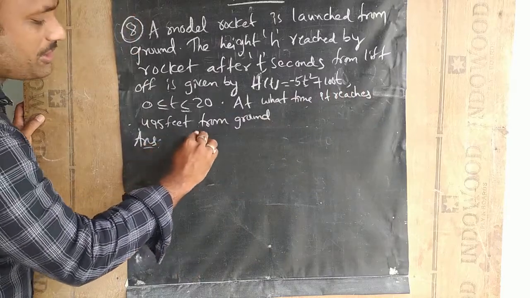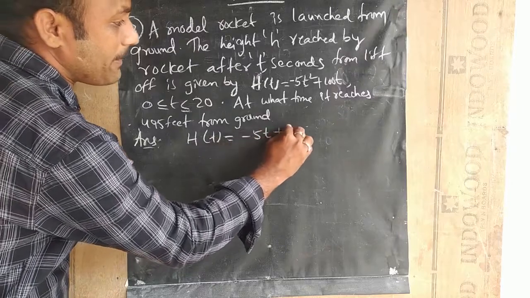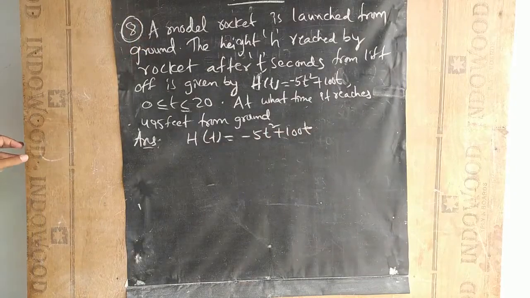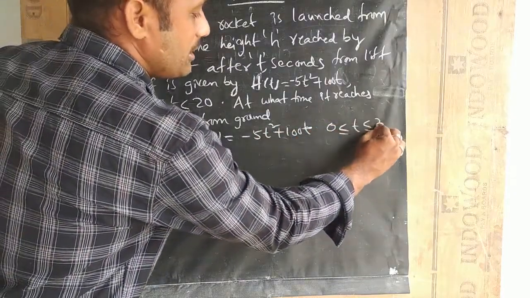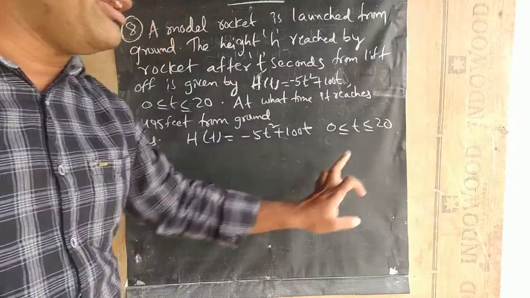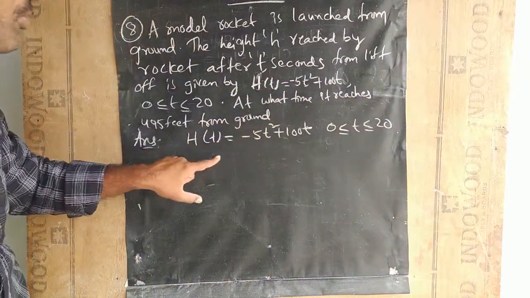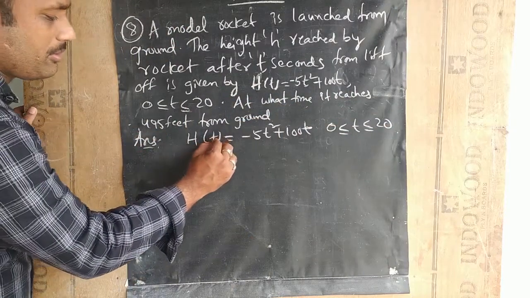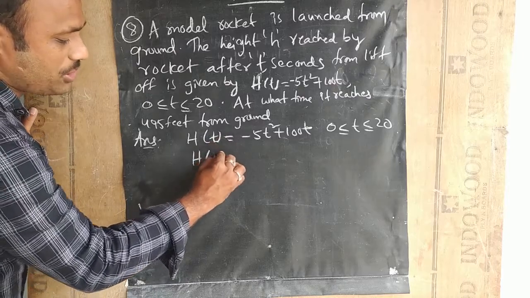What is the given function here? h of t is equal to minus 5t square plus 100t. So the range is 0 less than or equal to t less than or equal to 20. Means it can take values from 0 to 20. In that range, after substituting, at which value we are going to get 495 feet, that will be our answer.